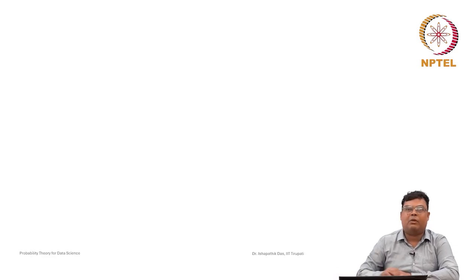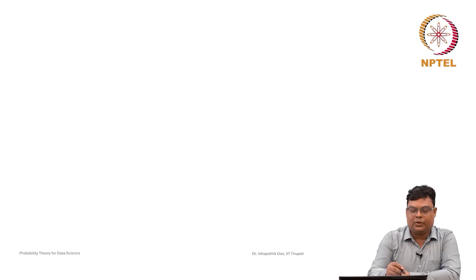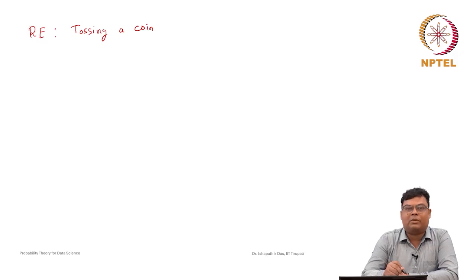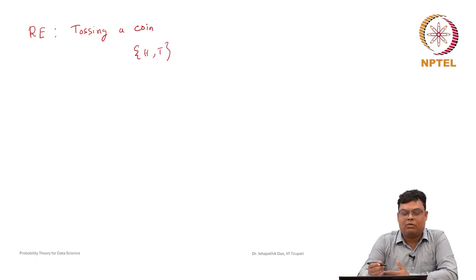For example, if you are tossing a coin, suppose we denote that random experiment by this abbreviation RE. Suppose the random experiment is tossing a coin. So, what are the possible outcomes of this random experiment? It may be head or tail. These are the possible outcomes. All possible outcomes of this random experiment, it is known as sample space.